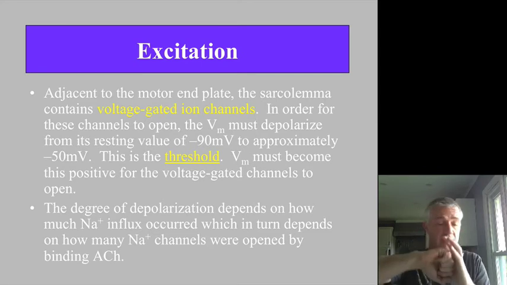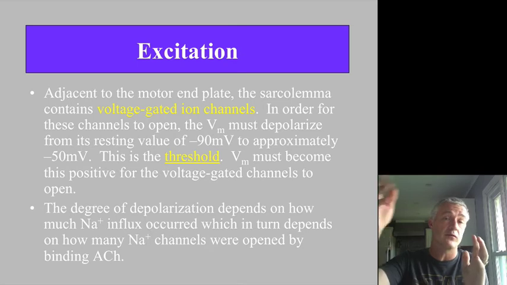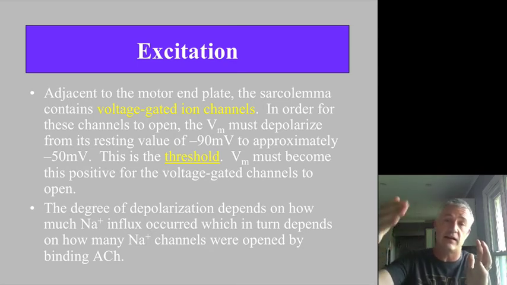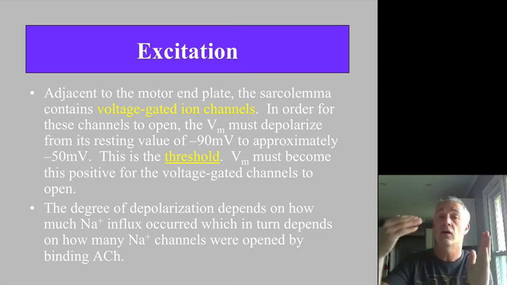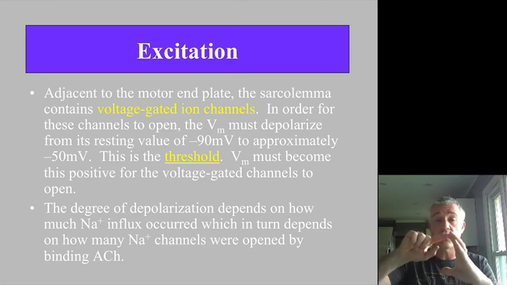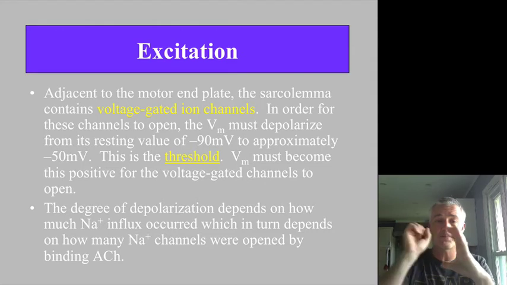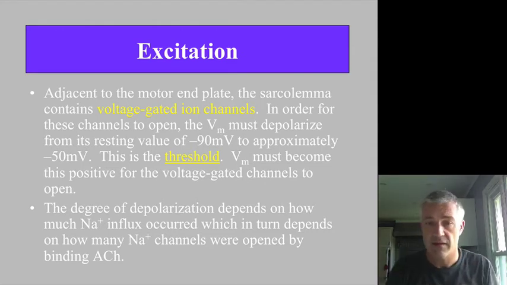So if we get this local depolarization happening and more sodium ions go in, more sodium ions go in, it goes from negative 90 to 70 to 60. If it hits 50, what that means is the voltage-gated channels right next to this for sodium, they're going to open up. That is this threshold value. If we get to this threshold value, it's going to cause those voltage-gated channels to open up.